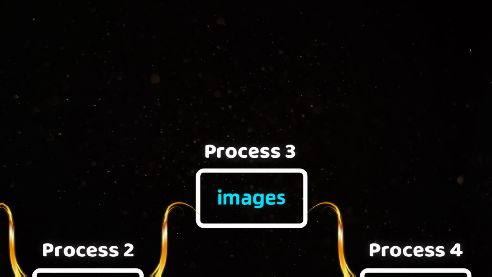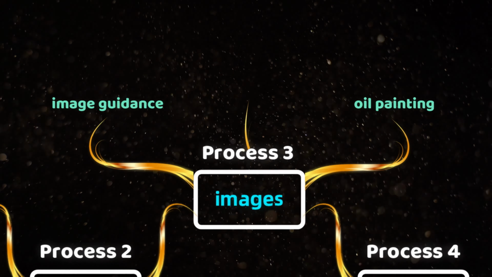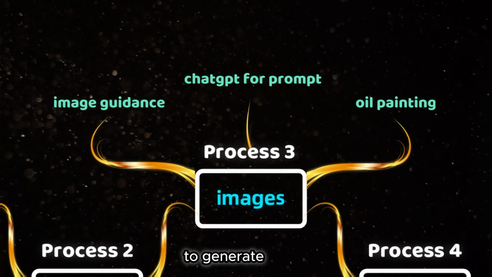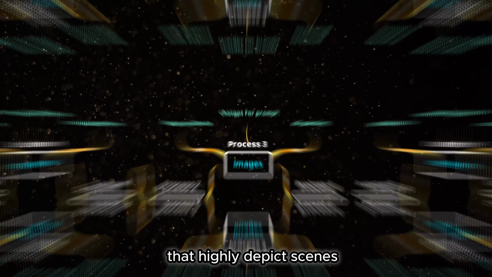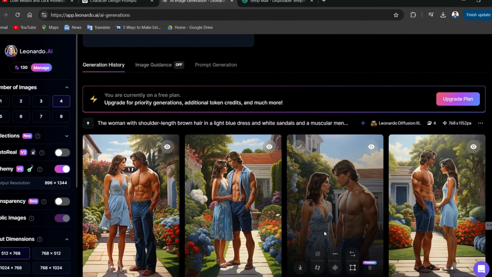Now I've told you all the methods to generate images, like image guidance, oil painting, giving an image to ChatGPT to get the prompt, and lastly, you have to use your brain to generate images that highly depict scenes. For example, I want a woman inviting these men, so I just give this prompt and I got the image.